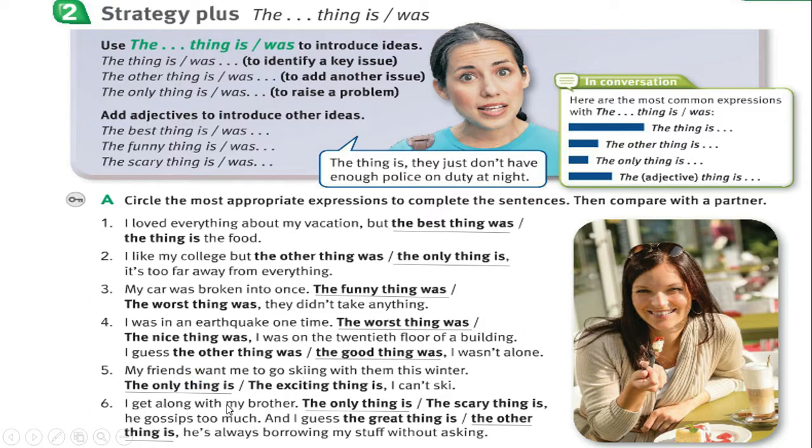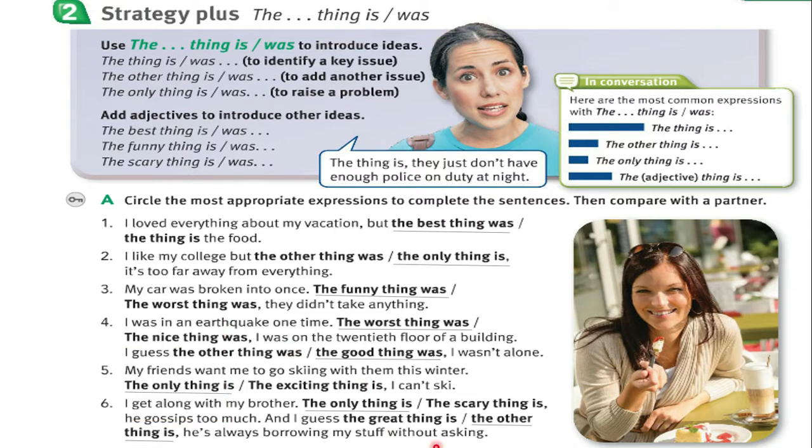Number 6, I get along with my brother. Yo sí me llevo con mi hermano. The only thing is, he gossips too much. O sea, yo me llevo bien con mi hermano, pero, ya, cuando quiero sacar a relucir algún problema en medio de algo positivo, yo utilizo the only thing is. Lo malo es que le gusta chismear mucho. Okay, he gossips too much.